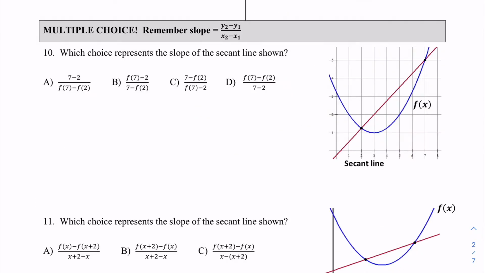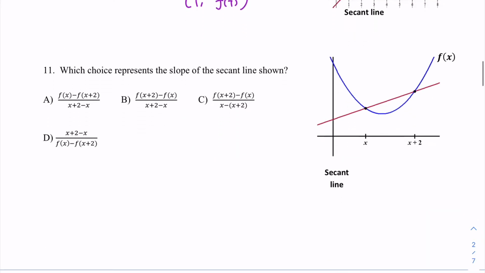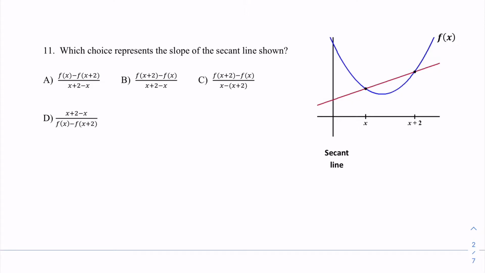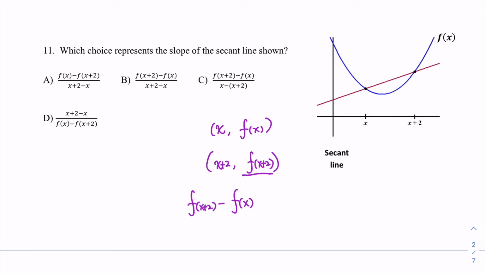Number 10. Which choice represents the slope of the secant line? So it's (2, f(2)) and (7, f(7)). Rise over run. Number 11. Which choice represents the slope of the secant line shown here? It's (x, f(x)), when x equals x plus 2, f(x + 2). So rise over run: f(x + 2) minus f(x) over (x + 2) minus x.